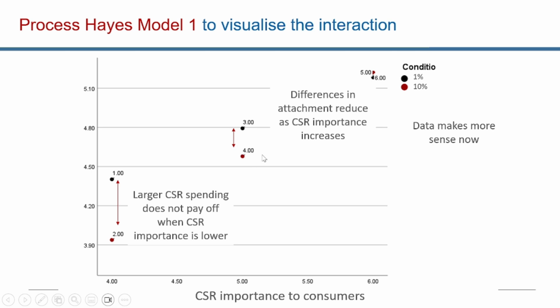And you can see that it slightly becomes different when CSR is becoming important, but differences in brand attachment, they reduce as the CSR importance increases. And here again is very interesting. Here again, it doesn't matter how much you spend on CSR as long as you spend on CSR because it is super important for you. So this is how you interpret the results in this very interesting training dataset file that I have for you.